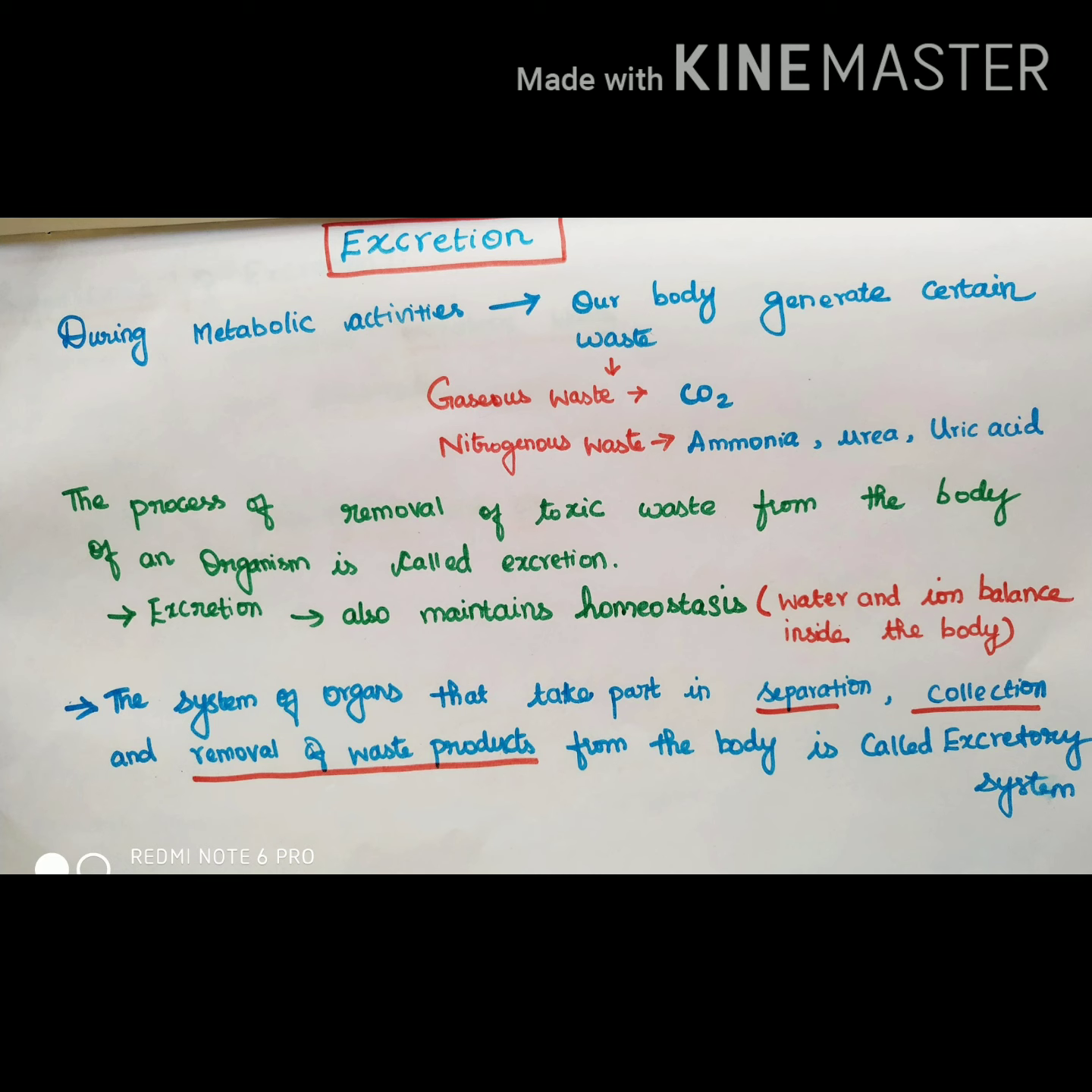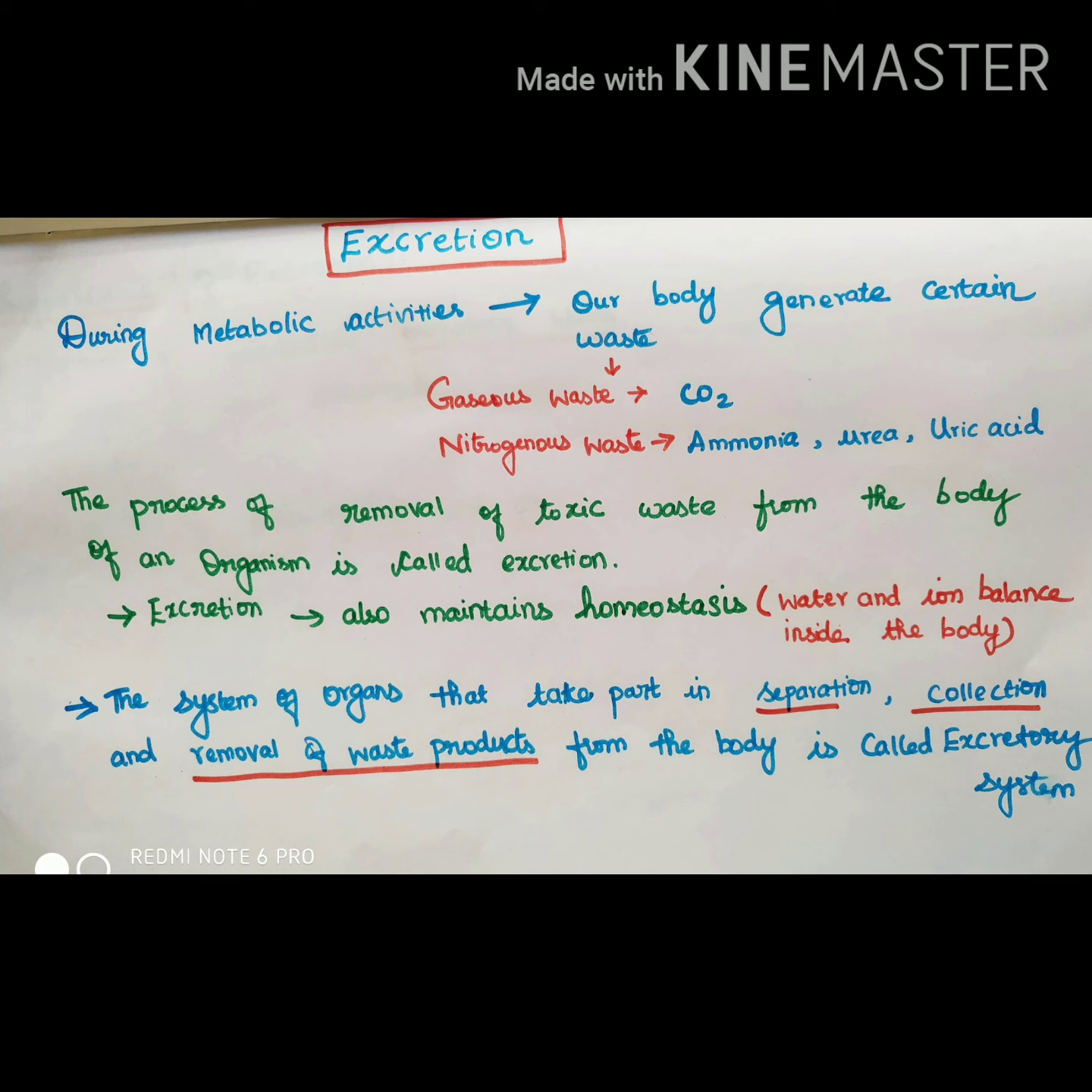And excretion is not only the removal of the toxic waste products, but it is also used for the maintenance of homeostasis. Right, the new term, what is called homeostasis? It is the balancing of the body in both water and ion balance inside the body, which is called homeostasis. So excretion is not only used for the removal of the waste products, but also for maintaining homeostasis.